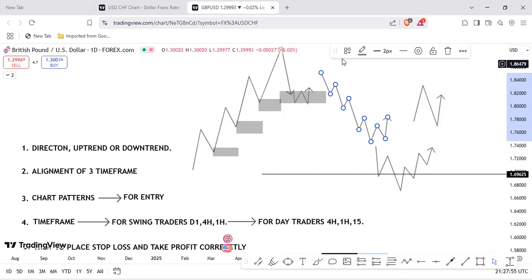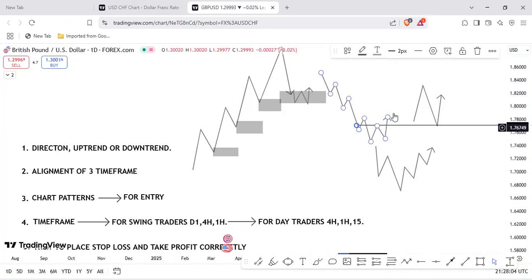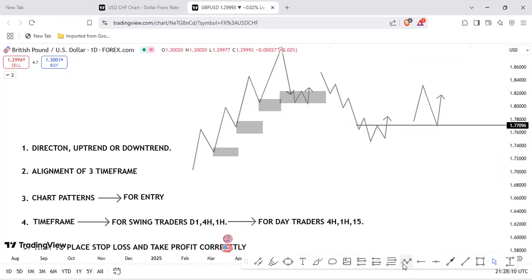Daily is up, 4 hour is coming down, but you have to wait for this alignment for this guy to start pointing up. When this guy now breaks above here on that box, that is when you know that 4 hours has also pointed up. Then you switch over to your 1 hour. 1 hour will be giving you this kind of formation, because there are a lot of candles here to form.